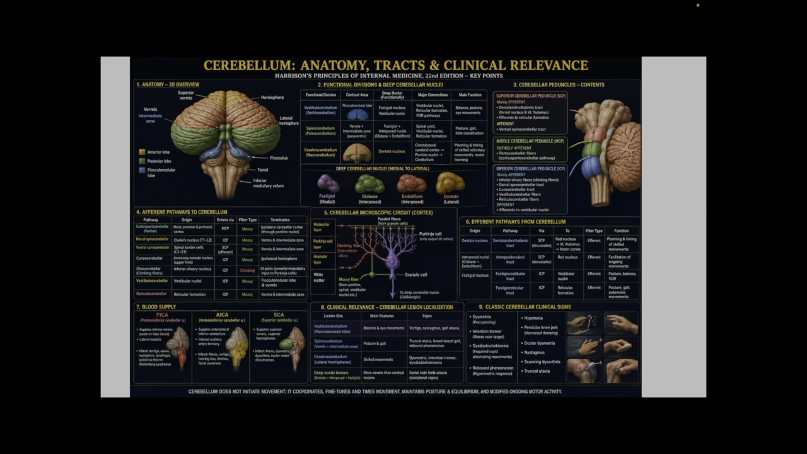Functional divisions of the cerebellum. We have the vestibulocerebellum, the flocculonodular lobe. It controls balance, vestibulo-ocular reflex, and eye movements through the vestibular nuclei and the fastigial nucleus. Lesions cause truncal ataxia, nystagmus, and vertigo.